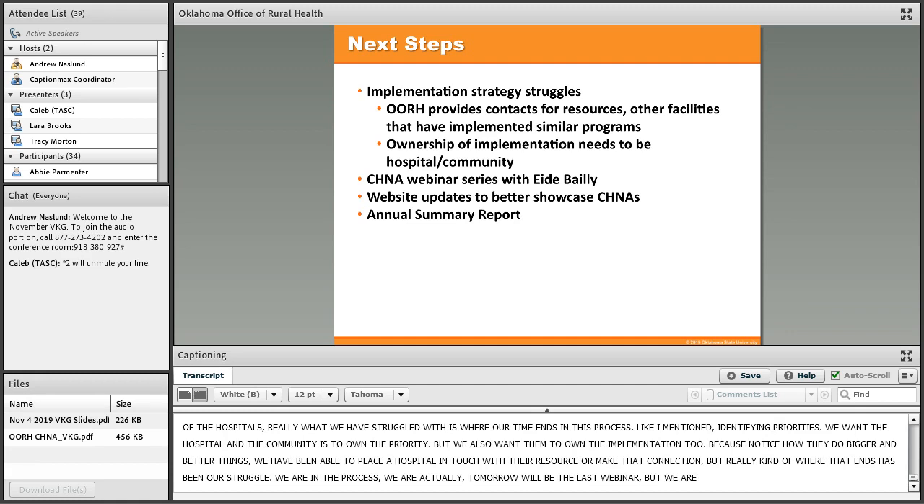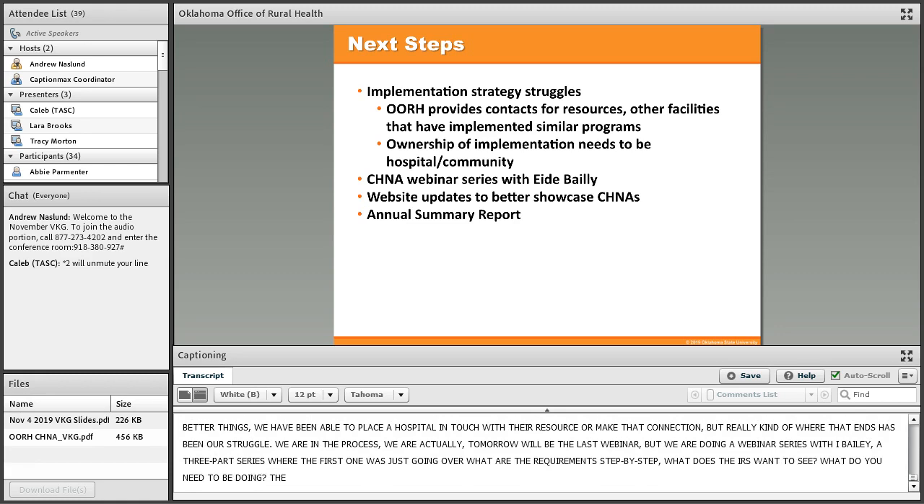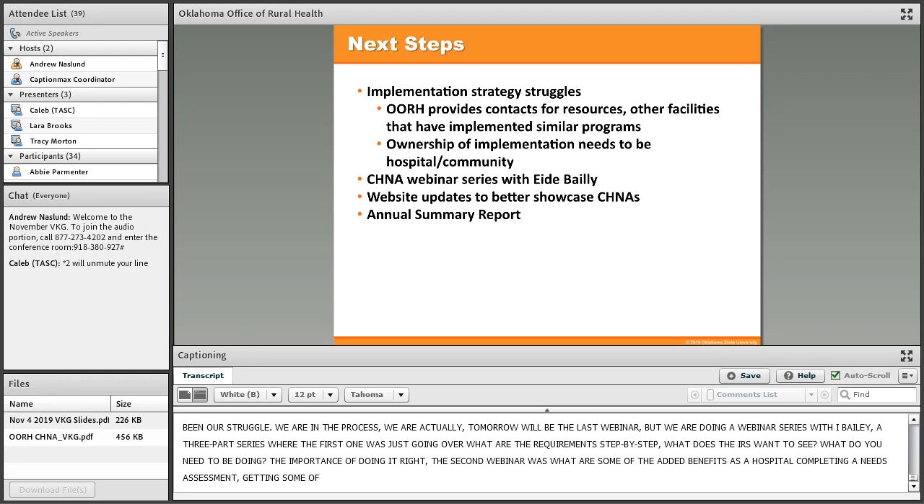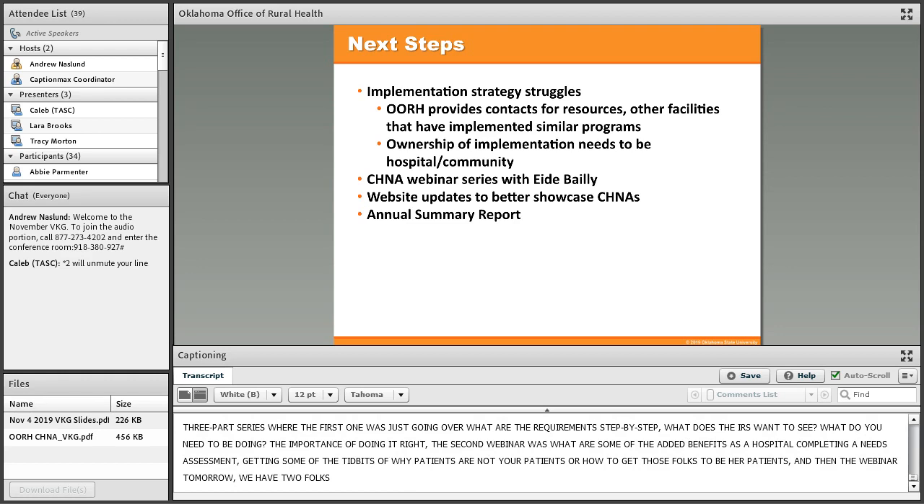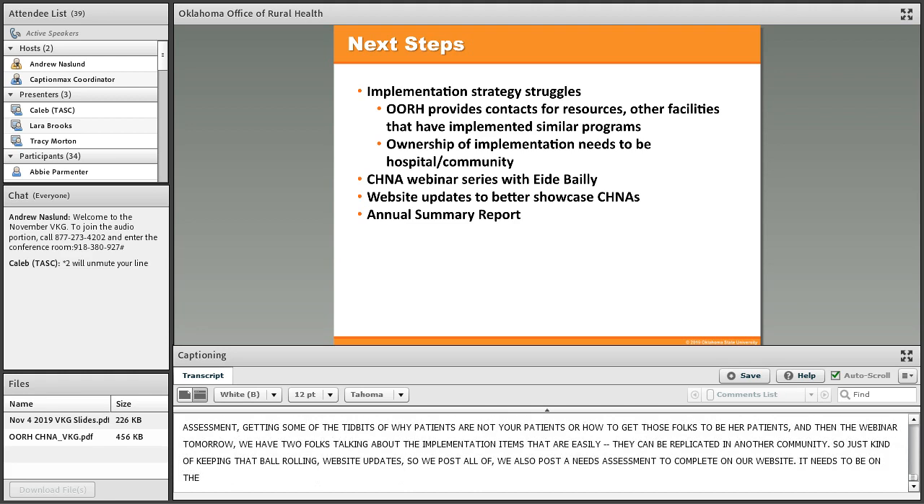Our next steps. So now we get to my part where I lament: the struggle with the implementation strategies. It is a requirement that each hospital, if you have to do a needs assessment, you have to have an implementation strategy, and those have to be posted on your website. We document the report for everyone, all the hospitals. Really, what we've struggled with is where our role ends in this process. Like I mentioned, identifying priorities. We want the hospitals and the communities to own the priorities, but we also want them to own the implementation too, because that's how they move on to do bigger and better things. In the past, we've always been more than willing to place a hospital or community in touch with a resource or make that connection, but where that ends has been our struggle.